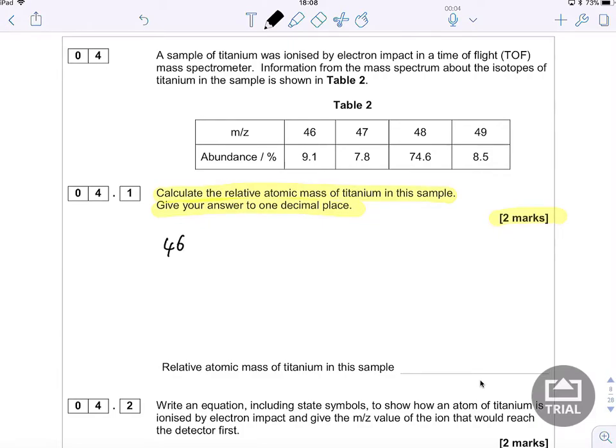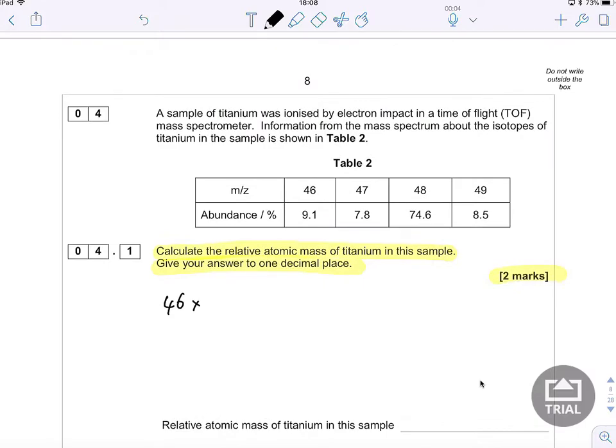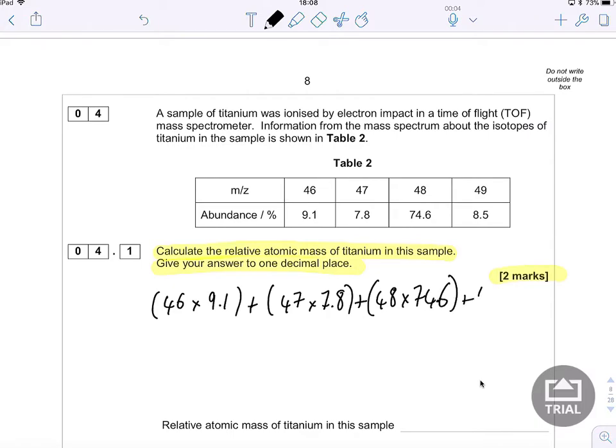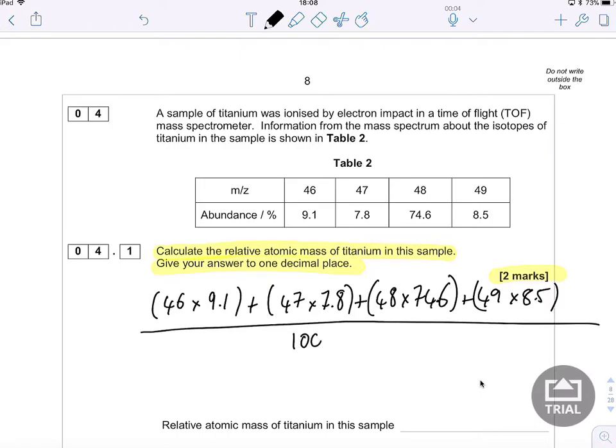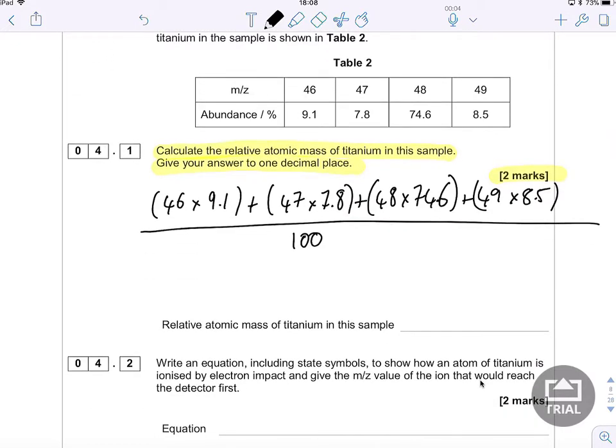What you need to do is find the m/z value. So the first one's 46. Multiply that by the percentage abundance, and then add that to the next one, 47 multiplied by 7.8. Add 48 times 74.6. Add 49 times 8.5. And then divide by 100 because it's a percentage, so I should have 100%. I would always check this in my calculator.